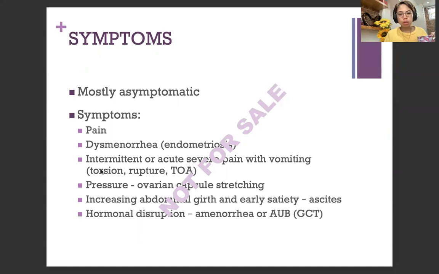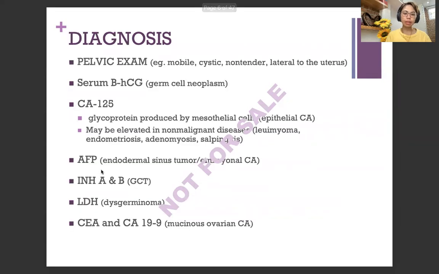Now, there might be pressure pains because of stretching of the ovarian capsule. In cases of ascites that comes with the ovarian new growth, patients may present with increasing abdominal girth and early satiety. Hormonal disruption, especially, I keep repeating this, when we started the endometrial hyperplasia, that there are ovarian new growth that releases hormones and thus cause or present as vaginal bleeding. Good example is the granulosa cell tumor.